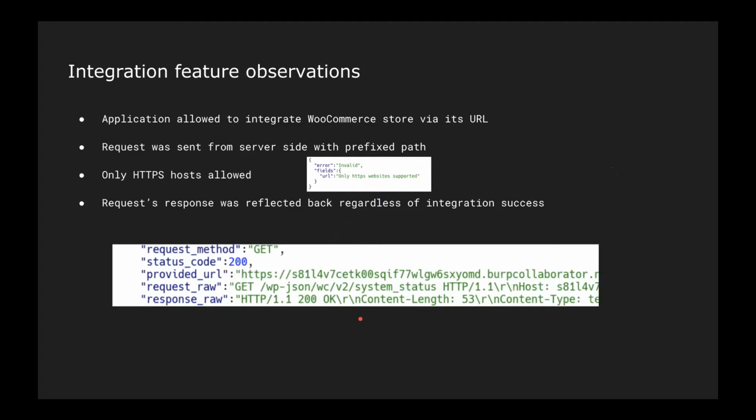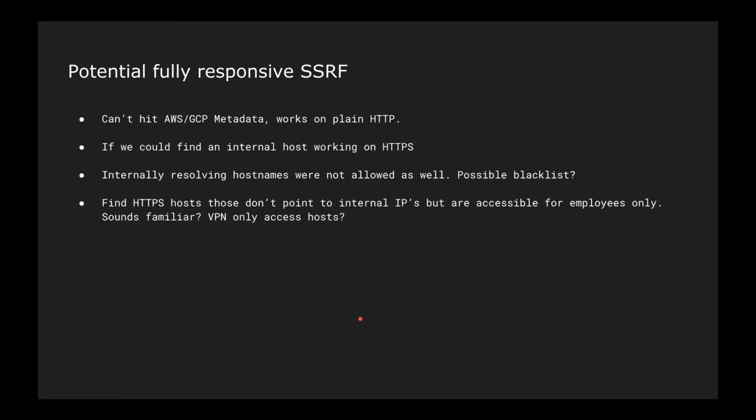So that was interesting. I started thinking that there could be a potential SSRF here, but it was requiring us to make HTTPS-only requests. So we cannot just hit metadata APIs of cloud platforms, because they generally work on plain HTTP. That was the thing with this one. We can, however, maybe find an internal host that is working on HTTPS. So that was the task.